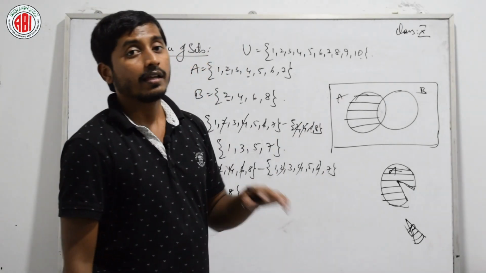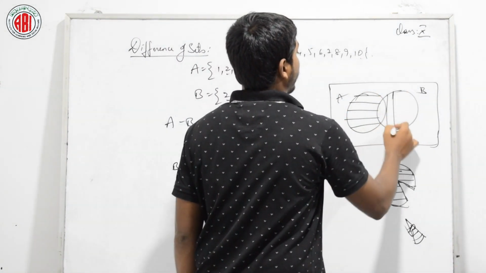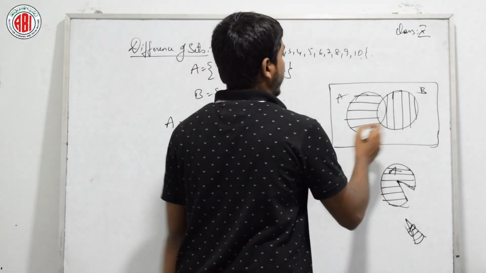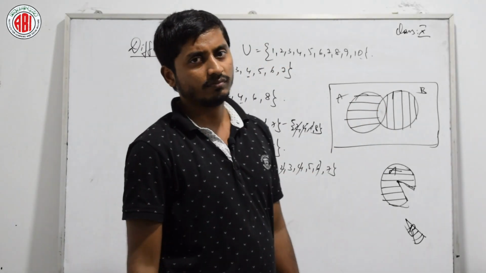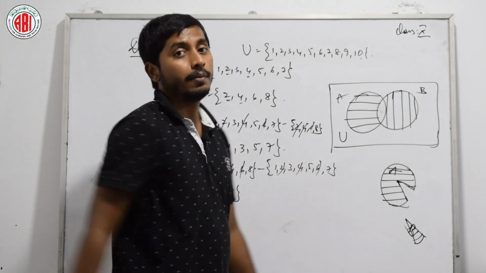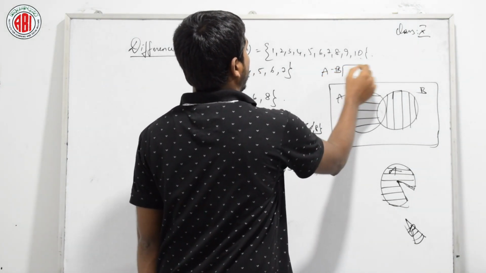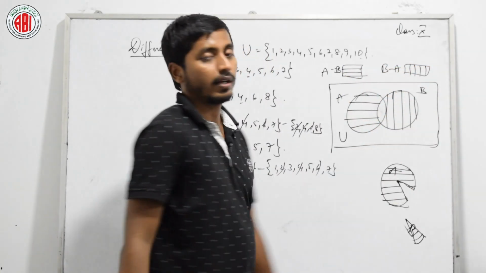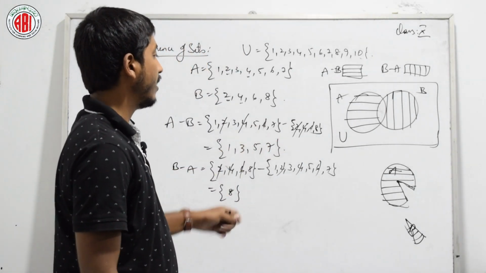What about B minus A? The common area with A is removed, and the remaining should be taken, right? Is it clear? Now see here, do you have any common area between A and B in the A minus B and B minus A? There is no common area. What is A minus B here? A minus B is this, B minus A is this part. Is it clear? This is how we will draw different Venn diagrams.